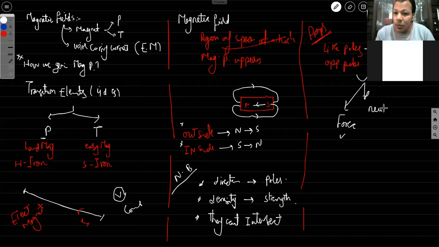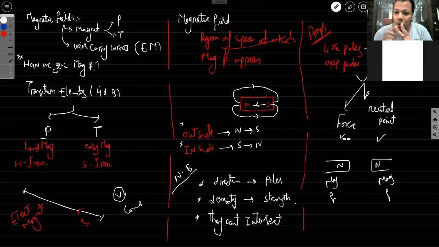Secondly, there is a neutral point, and we need to indicate what the neutral point is. First of all, what are the force and the neutral point? If we have two similar poles, I mean north-north, south-south, each one represents a magnet. Each one has its own magnetic field. So there is a magnetic field for the first one, and there is a magnetic field for the second one. We have two magnetic fields interacting with each other. This interaction may lead to a force of attraction or force of repulsion. So the force, once again, happens between two gravitational fields, two electrical fields, or even two magnetic fields.